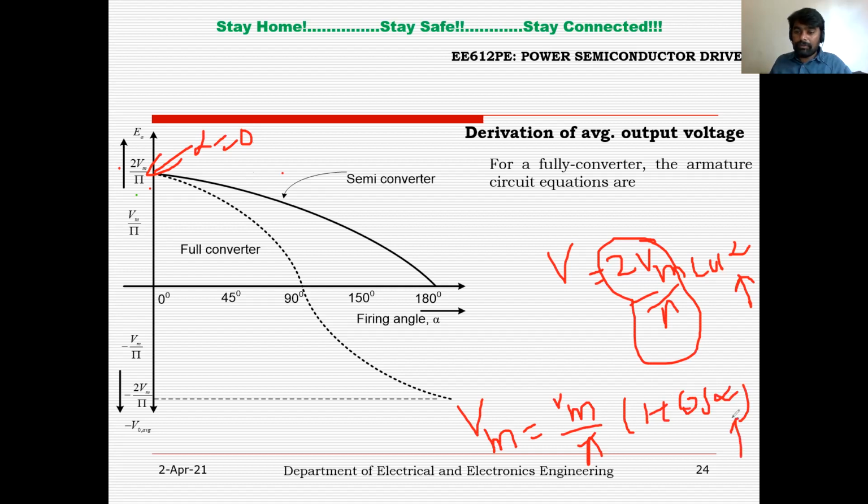Right? At cos alpha, alpha equals 0. Cos 0 is 1. 1 plus 1 is 2. It is 2 Vm by pi. Right? So the same point you can see here.